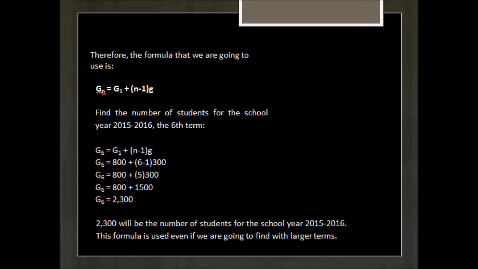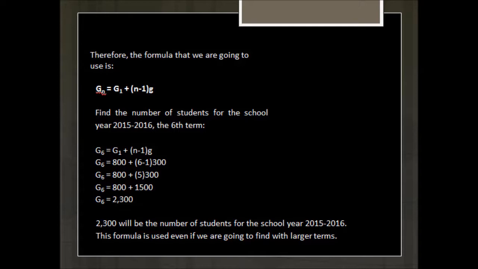So therefore the formula that we are going to use is g sub n is equal to g sub 1 plus n minus 1 times g, or the gap. To predict or find the number of students for the school year 2015 to 2016, the sixth term, we use the formula g sub n equals g sub 1 plus the quantity of n minus 1 times the gap, g sub 6.